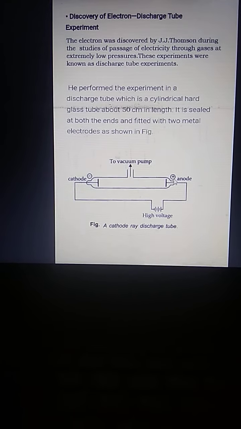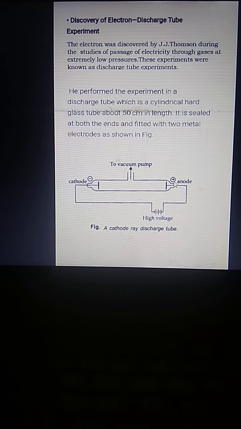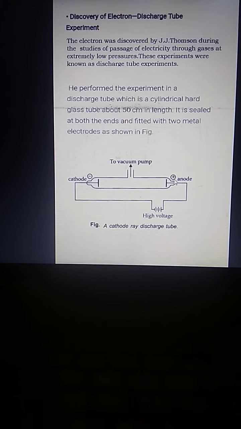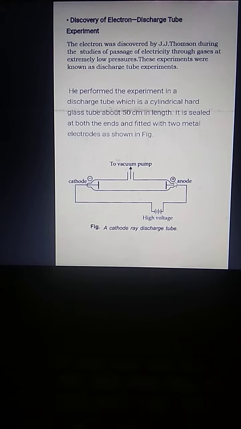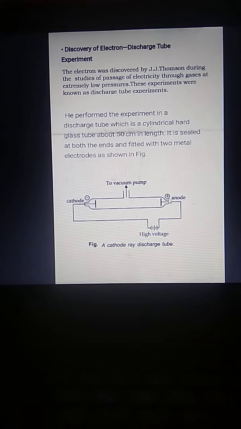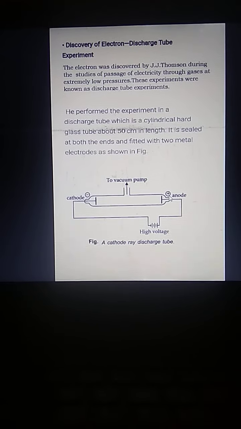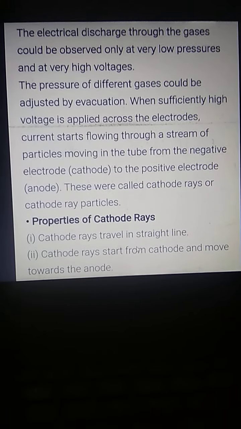So that was confirming that some rays were coming from cathode and moving towards anode. The rays were invisible. So to confirm that something is moving from cathode to anode, that zinc sulfide layer behind the anode was used, and that confirmed the cathode rays moving from cathode to anode. So these rays were known as cathode rays.